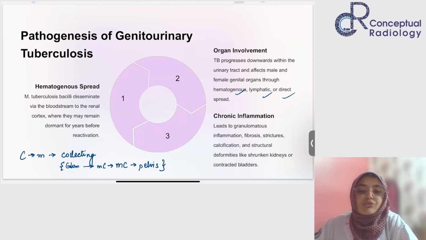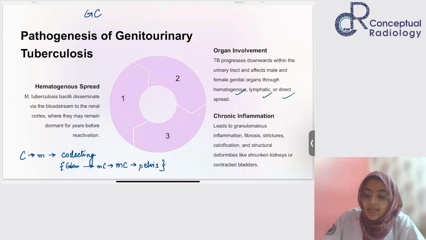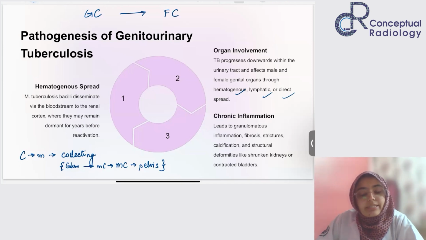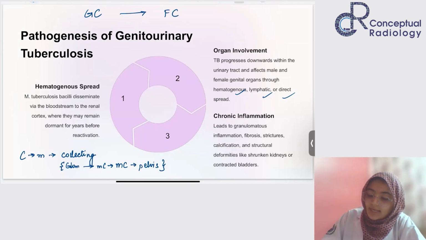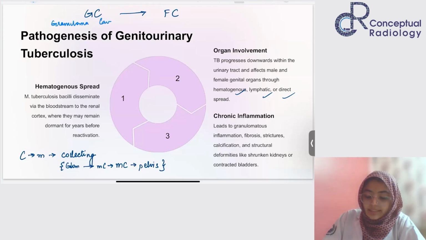Now, chronic inflammation: you need to remember in TB, there's just a simple trick you can remember. In the initial stages, it is GC, and in the later stages, it is FC. So in the initial stages, the G is going to stand for granulomas. Mostly these are caseating. Caseating granulomas are very prone to cavitate. So another C here is cavitate.